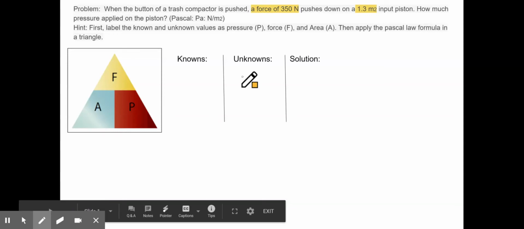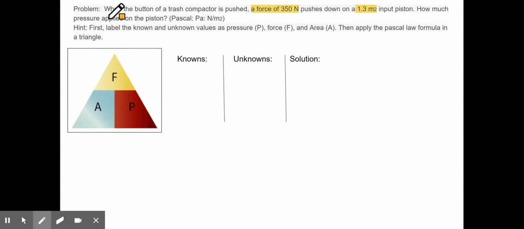All right, so how can we solve this question? Let's read with an open mind. When the button of a trash compactor is pushed, a force of 350 Newton pushes down on a 1.3 meter square input piston. How much pressure is applied on the piston?